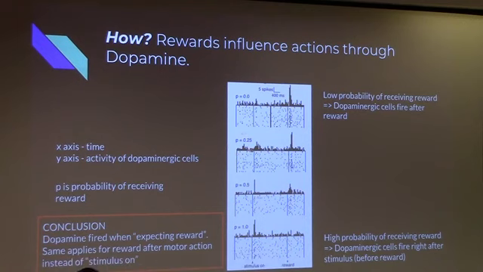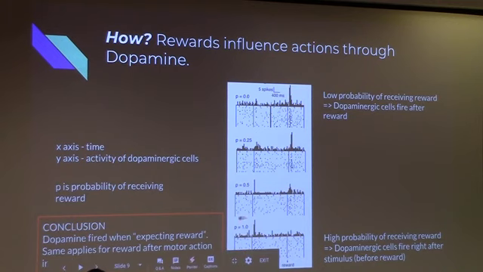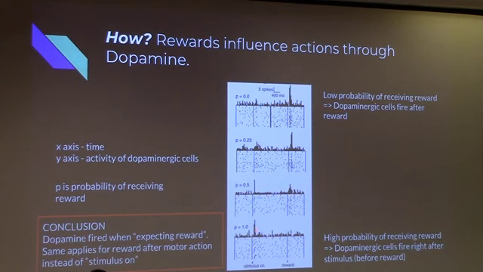So going from p equals 0.25, wherein the dopamine, so the y-axis here is basically just the activity of dopaminergic cells, and so how much dopamine you're releasing. And so you see that when there's a very low probability of getting a reward, you tend to only get dopamine after you've gotten the reward. As opposed to the condition where p is equal to 1, so you're definitely getting a reward at this time point. In that case, the dopamine is released before. So as soon as the stimulus is turned on, you tend to get dopamine in your brain. And so what that essentially shows is that dopamine fired when expecting reward.